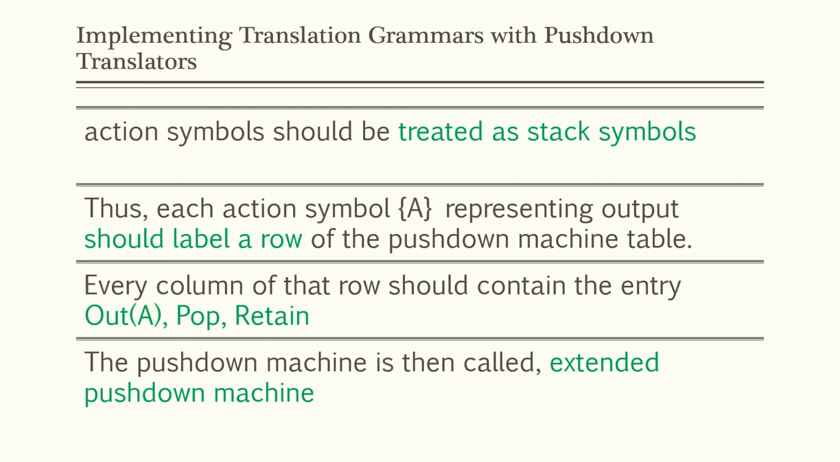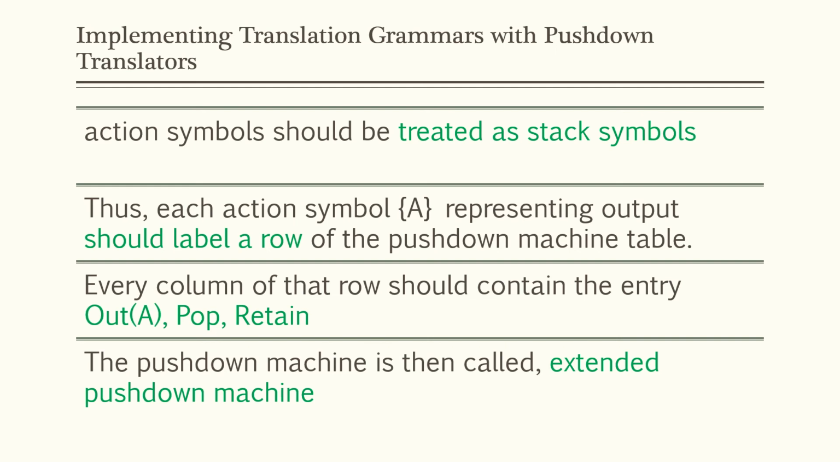Next, how are we going to implement the translation grammar with a pushdown translator? We want to construct a pushdown translator for this kind of grammar, a translation grammar. The first point is that an action symbol should be treated as a stack symbol, meaning it is actually a stack symbol.